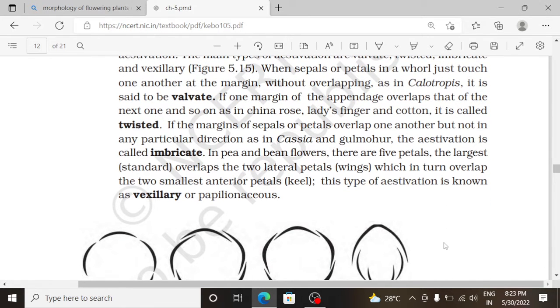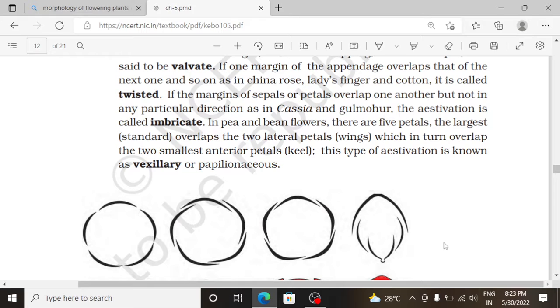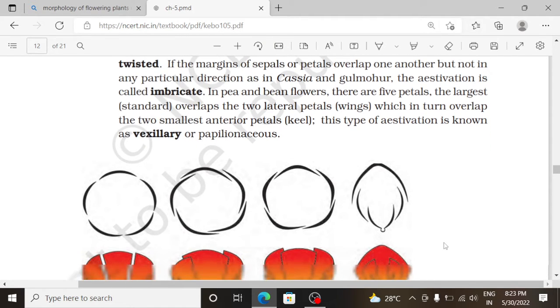If the margins of sepals or petals overlap one another but not in any particular direction, as in cassia and gulmohar, the aestivation is called imbricate. In pea and bean flowers, there are 5 petals. The largest, that is standard, overlaps the 2 lateral petals, that is wings, which in turn overlap 2 smallest anterior petals, that is keel. This type of aestivation is known as vexillary or papilionaceous.